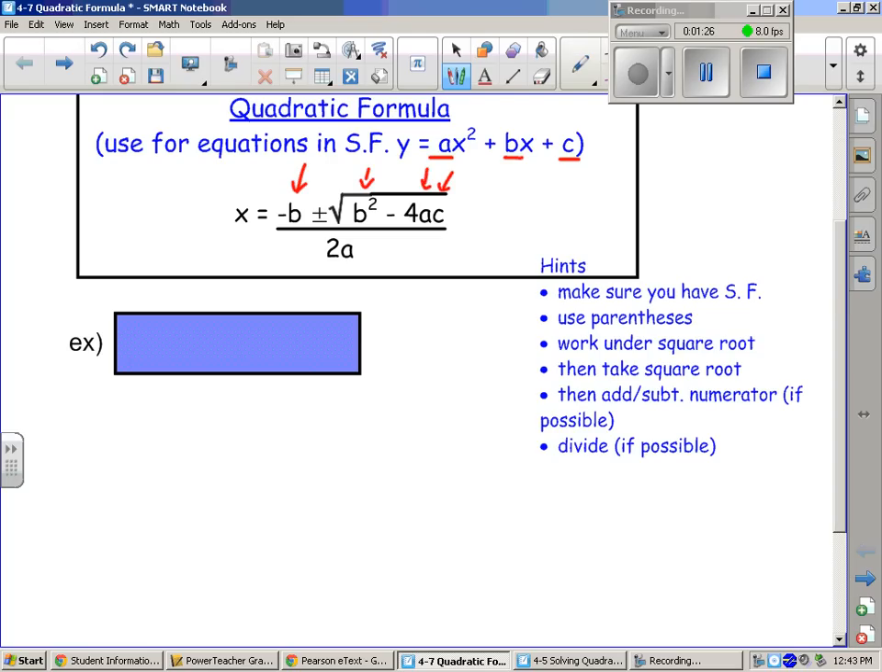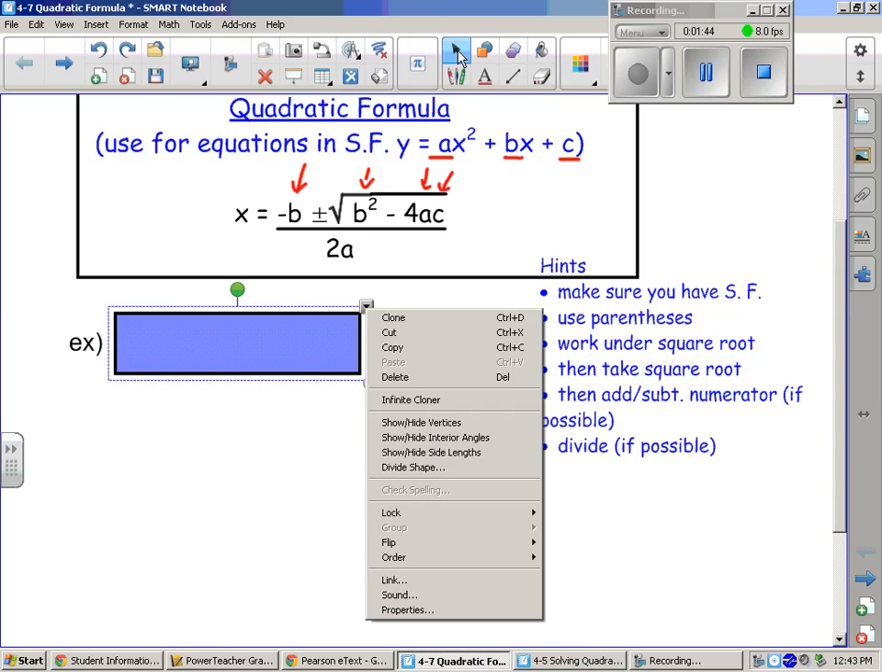All right, so here are the hints. Make sure you have it in standard form. That's the form up above. Use parentheses because the negatives will really mess you up. Work under the square root first, and then take the square root. Then you want to add or subtract those numbers. And then at the end, you can divide by the 2a. Heart surgery. Yay, heart surgery.